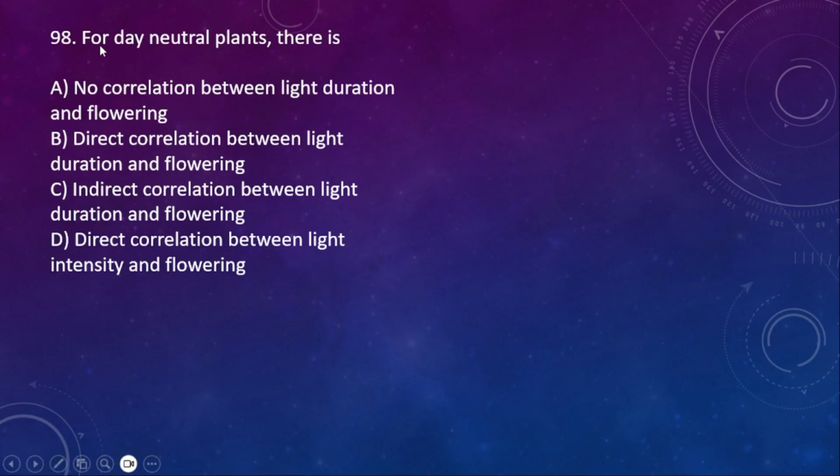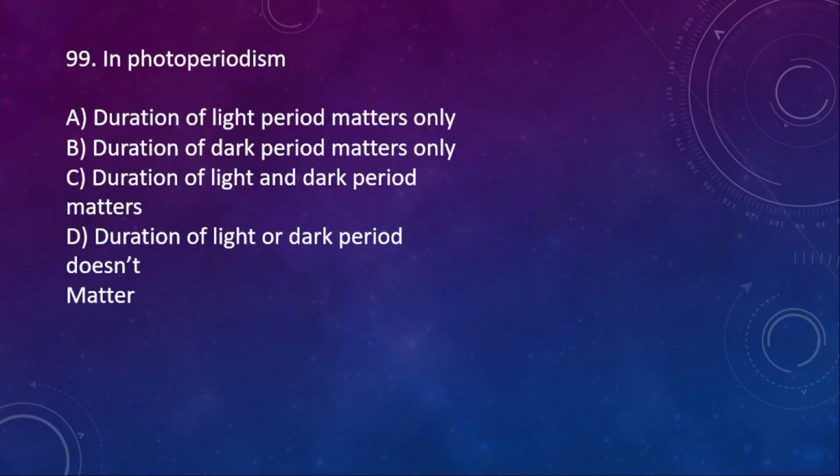98. For the day neutral plants, A. there is no correlation between the light duration and flowering, B. direct correlation between the light duration and flowering, C. indirect correlation between the light duration and flowering, D. direct correlation between the light intensity and flowering. Here the right option is option A. There is no correlation between the light duration and flowering in day neutral plants.